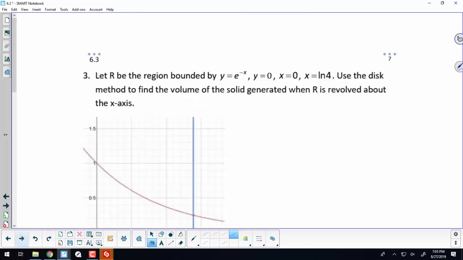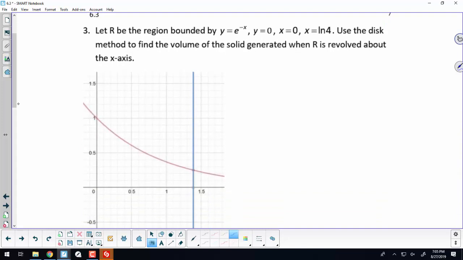Okay. So for instance, let's take the region to be what's bounded by y equals e to the negative x, y equals 0, x equals 0, and x equals natural log of 4. And then they'll specify which method to use. So it says use the disk method. So what I like to do is say, all right, I'm going to use the disk method. I just like to remind myself that I'm dealing with circles, pi r squared, or pi times f of x squared.